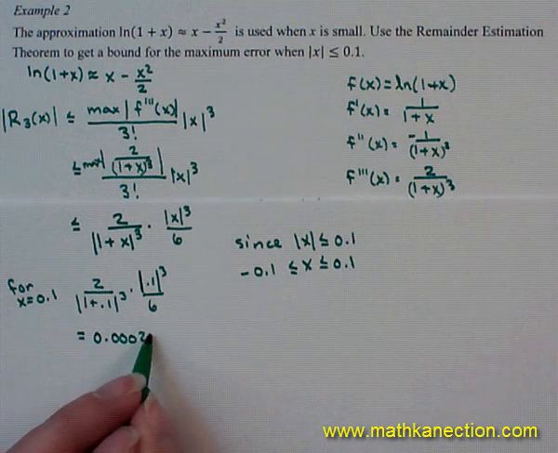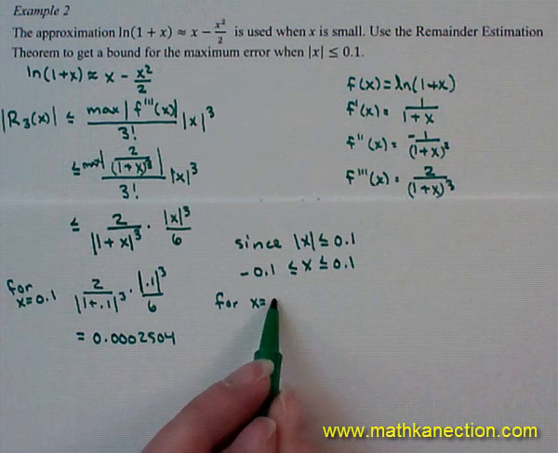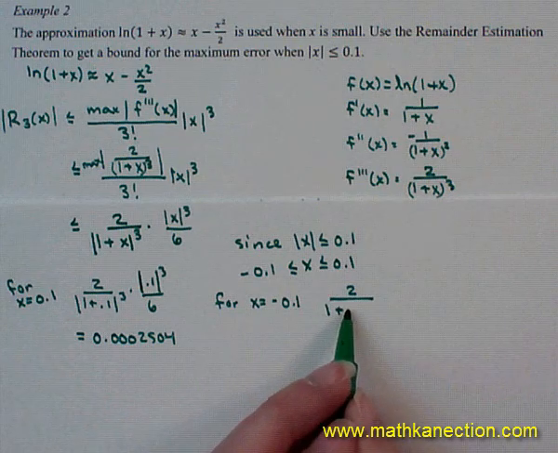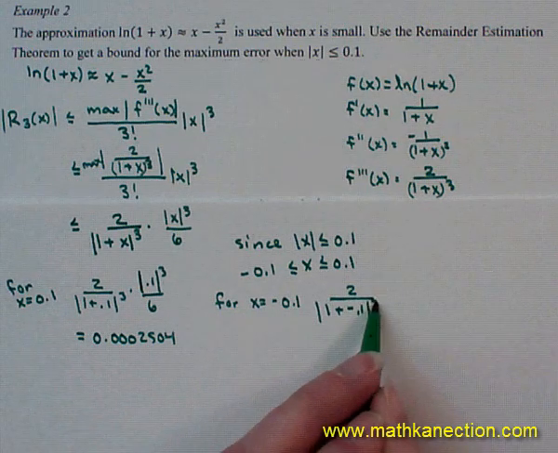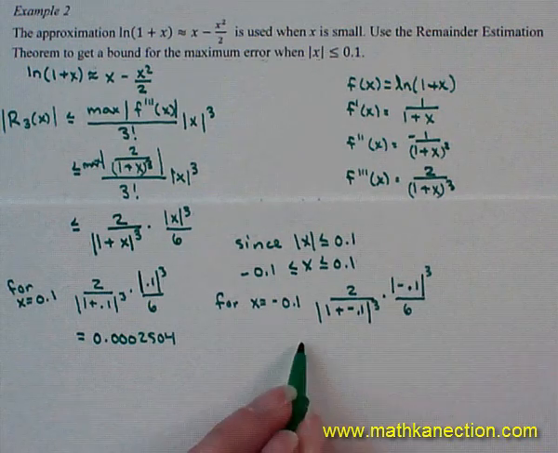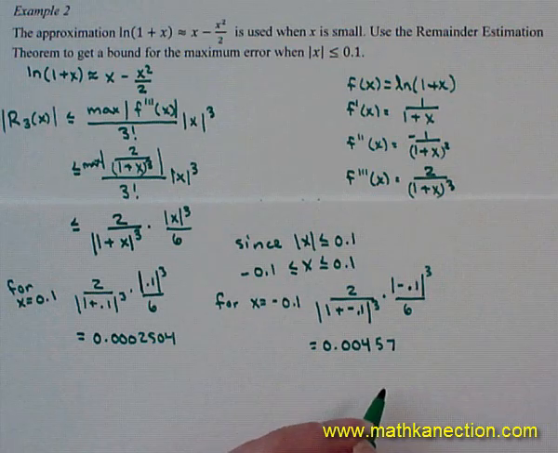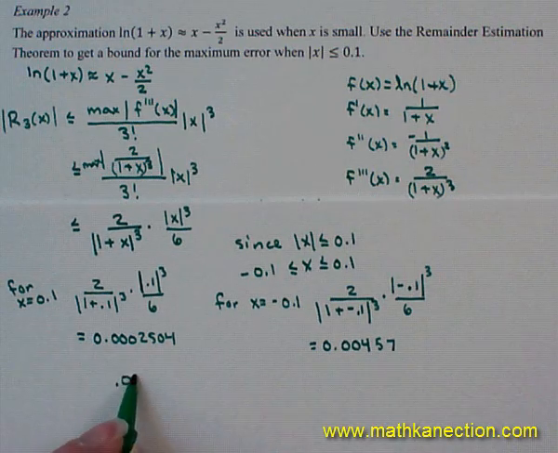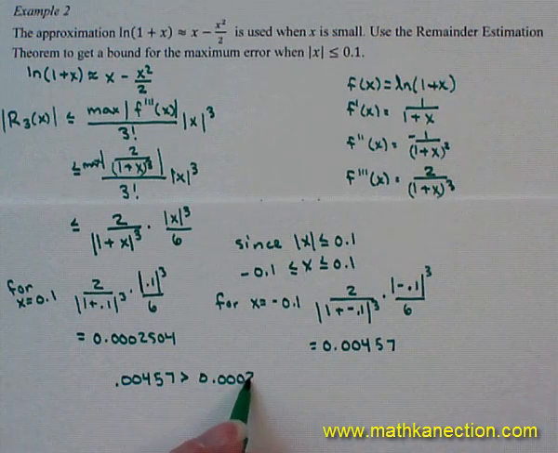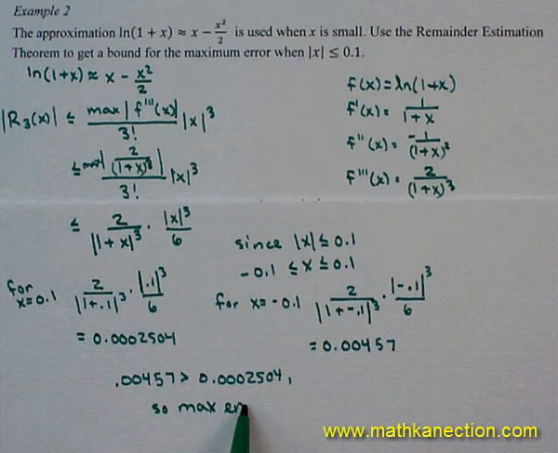0.0002504. And then looking at the value of x equal to negative 0.1, which is 2 over 1 minus 0.1 to the third, times negative 0.1 in absolute value to the third over 6, and that calculates to 0.00457. Since 0.00457 is greater than 0.0002504, the maximum error then is 0.00457.